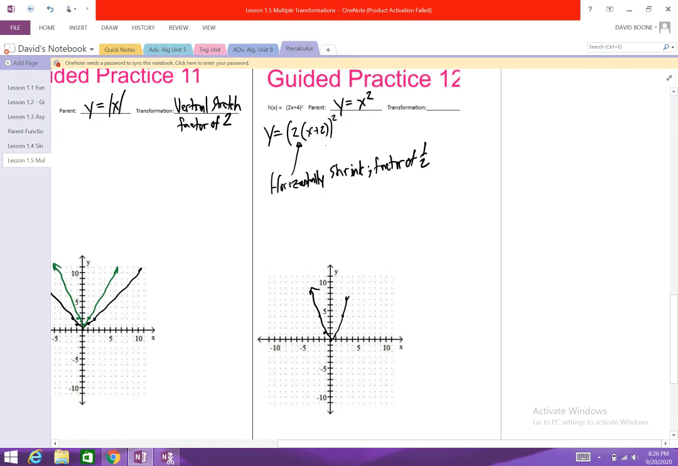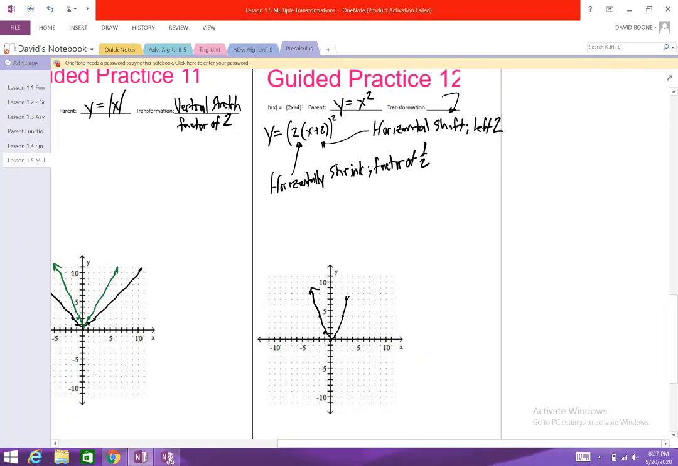The piece inside here is inside the parentheses being added. So again, if it's inside the parentheses by the x, it's a horizontal effect. This is horizontal, and because it's being added, it's a shift. And again, inside the parentheses, we think opposite. So this would be a horizontal shift to the left 2. So I guess you could have put all that stuff down here in this blank here. That's kind of what happened.